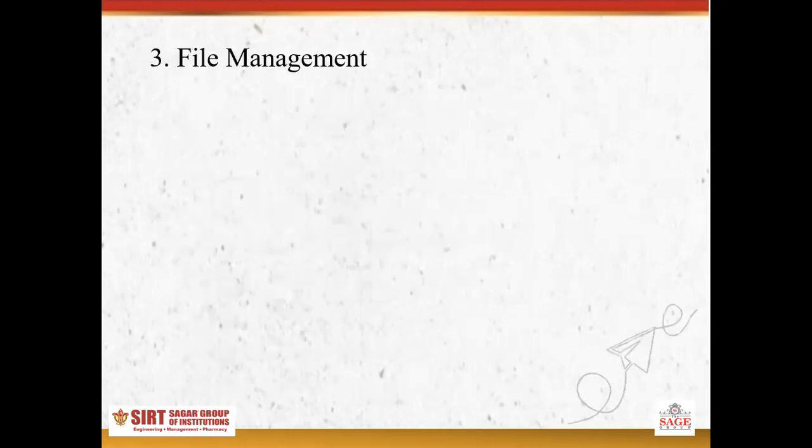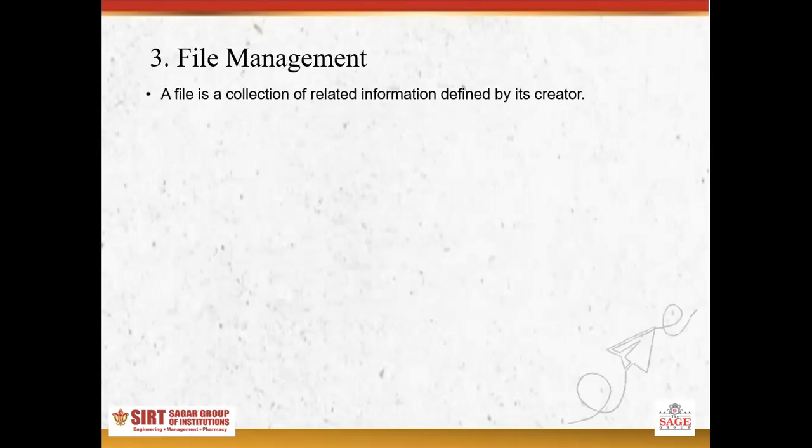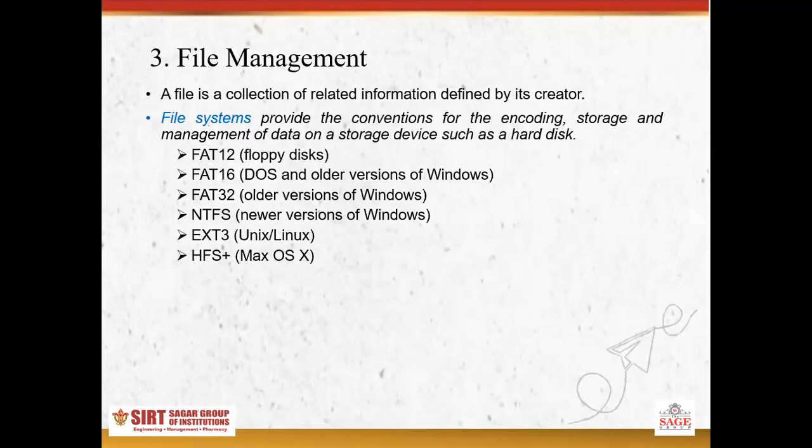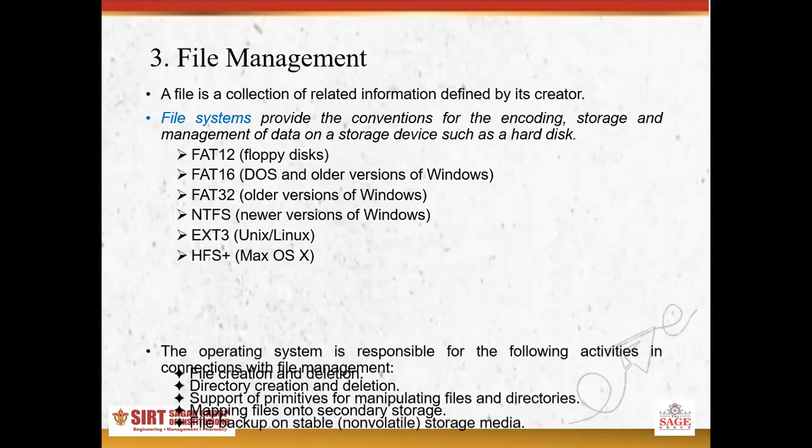Number third function, file management. File means combination of many functions. A file is a collection of related information defined by its creator. File system provides the convention for the encoding, storage, and management of data on a storage device such as hard disk, FAT12, floppy disk. Yes, these are some names of the disk. Okay, this is nothing else.